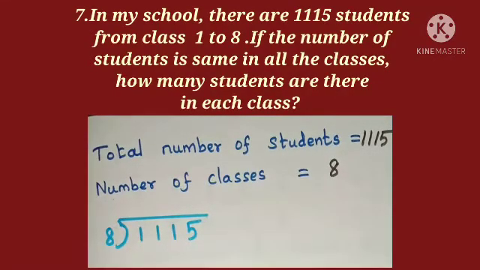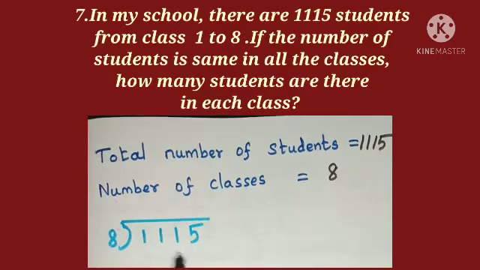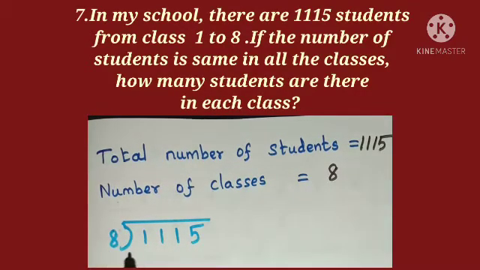And also it is given that the number of students is the same in all the classes. Now we are going to find how many students are there in each class. To find that, let us divide 1115, the total number of students, by the number of classes, 8. That is 1115. Now here 1115 is the dividend and 8 is the divisor.